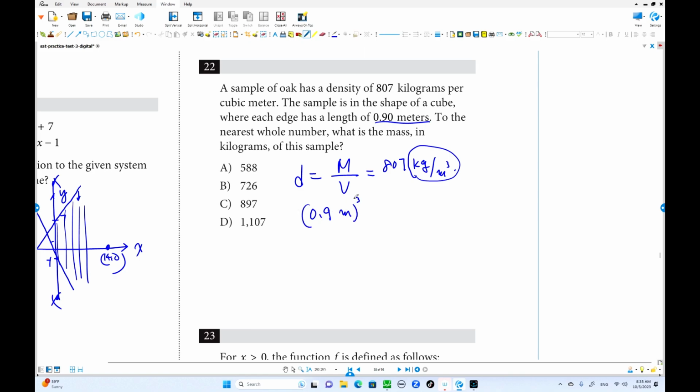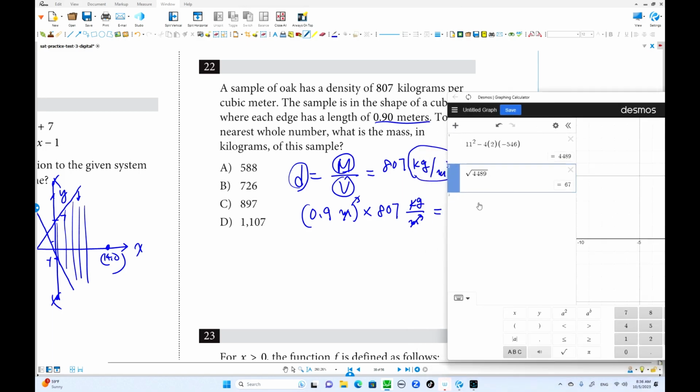Okay, so what is the mass? Mass is what? Density times volume, okay? So this is the volume times density, 807, that equals the mass, okay? Maybe you can use kilogram or m cubed, right? So m cubed is what? Cancelled out, you get the kilogram. That's the mass. Use your calculator, okay?